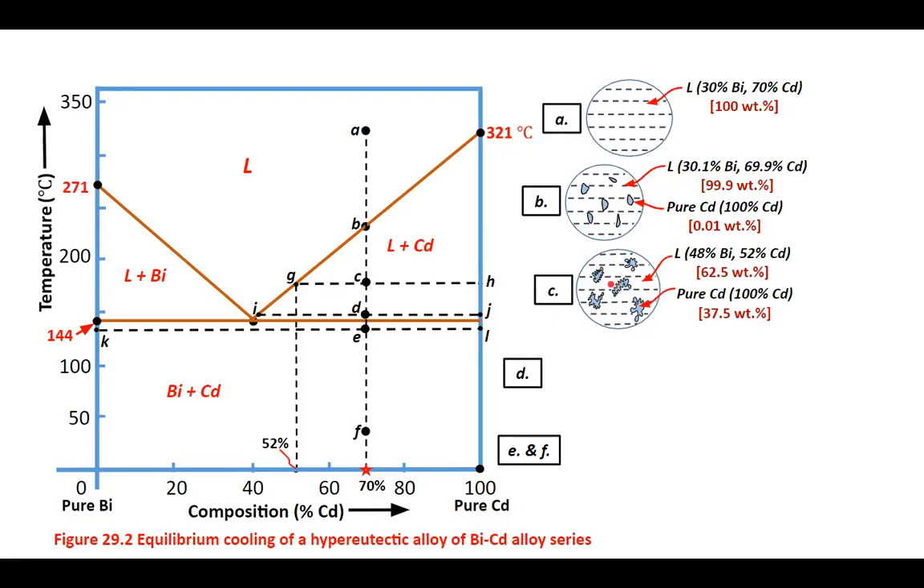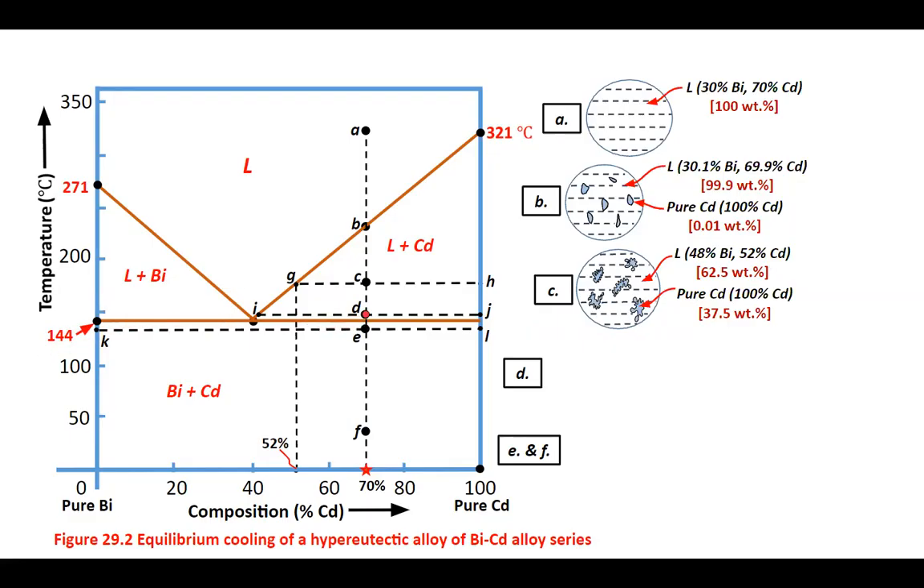Not only this, the chemical composition of the liquid phase has further changed and would be given by point G. The chemical composition of the solid phase, because it's pure cadmium, would remain 100% cadmium. So you see the liquid is now 52% cadmium. Earlier it was 69.9% cadmium, and its weight has further decreased down to 62.5 weight percent. The other phase is pure cadmium. Its weight is 37.5. Now importantly, we have reached a temperature just a fraction above the eutectic temperature of 124 degrees centigrade.